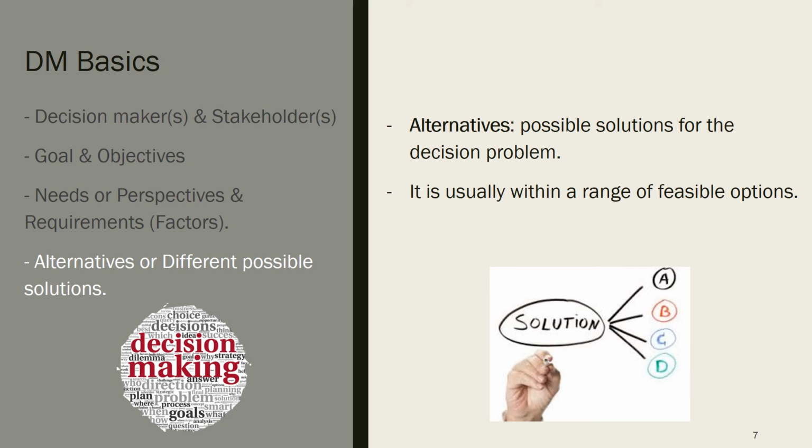Finally, the alternatives. Alternatives are the set of possible solutions for the decision problem, or it's all the feasible solutions or feasible options. It's usually within a range of feasible options. And again, just as a reminder, for any decision-making problem, we have to have at least two different alternatives. So in this case, we can run the model.